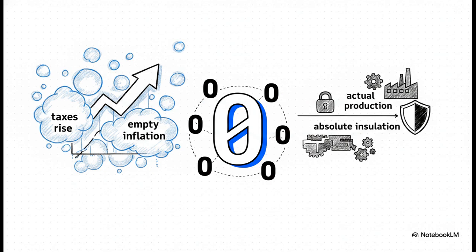When taxes rise, market price aggregates swell with empty inflation. But factor cost aggregates, zero effect. This absolute mathematical insulation is exactly what makes NNP at factor cost a pure metric of actual production.